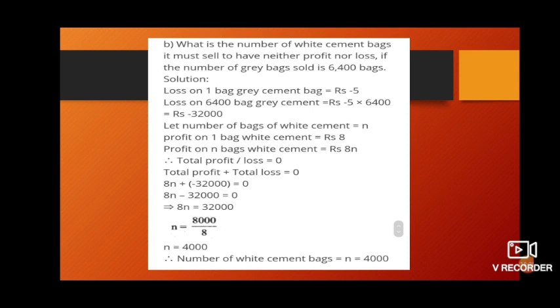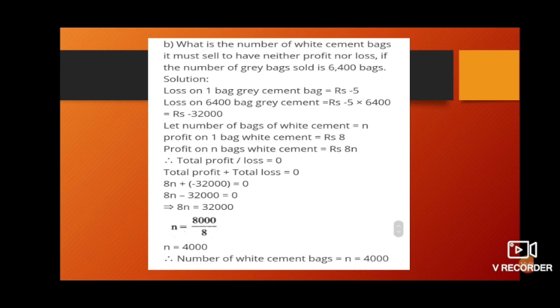If the number of grey bags sold is 6,400. Here they have given that they already sold 6,400 grey bags. Now how many white cement bags do we have to sell? We have to equalize. There will be no profit, no loss. Zero balance. Now see here. They already told 6,400 grey bags. 1 bag is minus 5 rupees loss. So total loss on 6,400 bags means 6,400 into minus 5, minus 32,000.